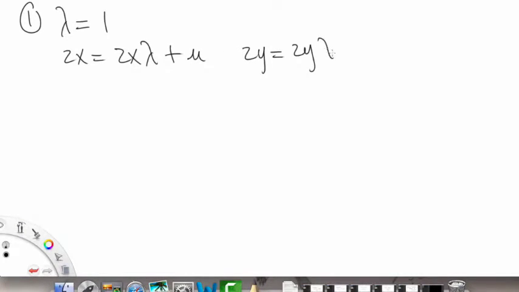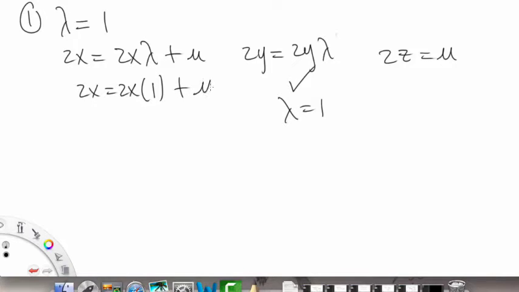All right, so option 1, we're going to say lambda is equal to 1. Alright, so here are our equations again. 2x is equal to 2x times lambda plus mu, 2y is equal to 2y times lambda, and 2z is equal to mu. So if we plug in a 1 for lambda, this one works out, that's good. Lambda is equal to 1, great. And then if we plug in a 1 here, we get 2x equals 2x times 1 for the lambda, with our mu just sitting there. So we have a 2x on the left and a 2x on the right side. If we subtract that over, we get that mu is equal to 0.